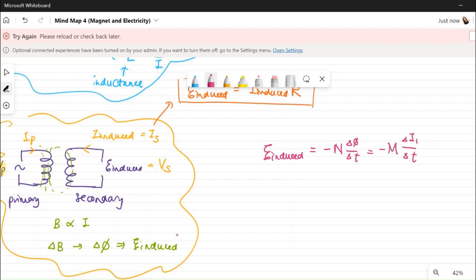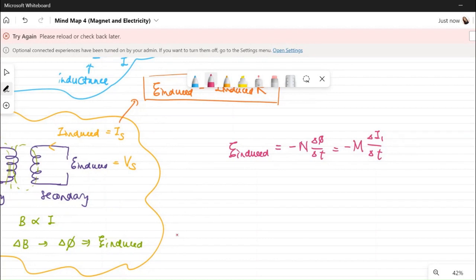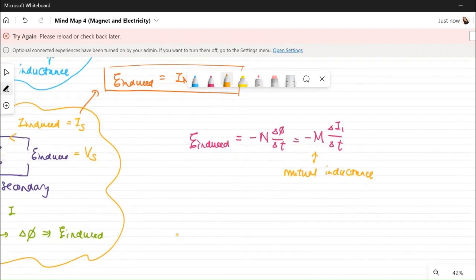Because it's a change of flux in the first coil, the change of flux in the first coil is due to the change of current in the first coil, the primary coil. So this M here, we call mutual inductance. We use the symbol M. It's defined as the flux linkage, which is the number of turns multiplied by the flux, divided by the current.